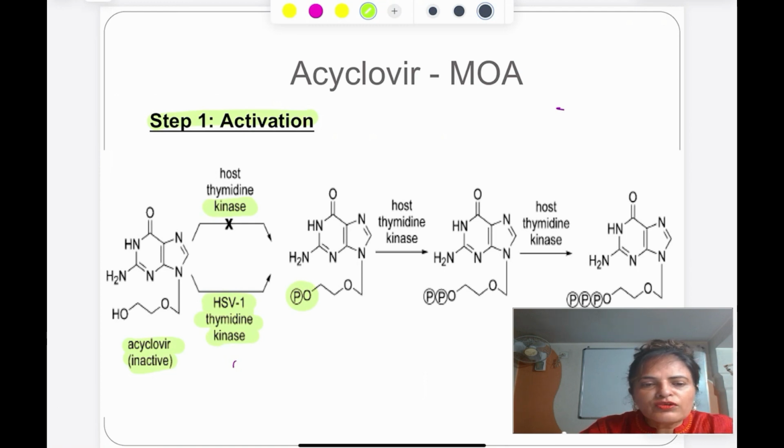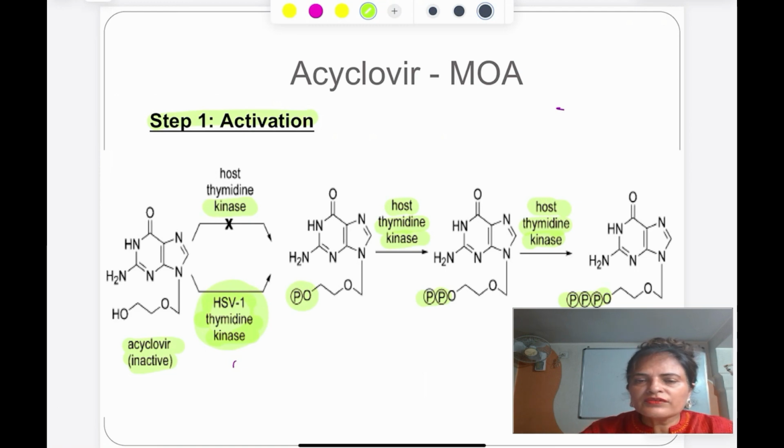So the initial monophosphate with acyclovir is with the herpes simplex virus specific thymidine kinase. So monophosphate, and then diphosphate, and then triphosphate. The second phosphate is with the activation of the host thymidine kinase, and the third phosphate also requires a host thymidine kinase. Now what is the significance of this?